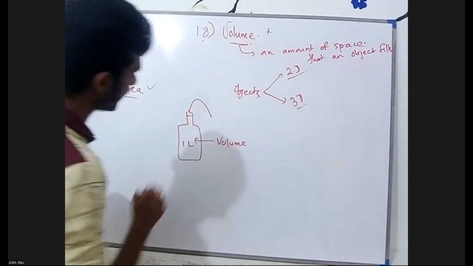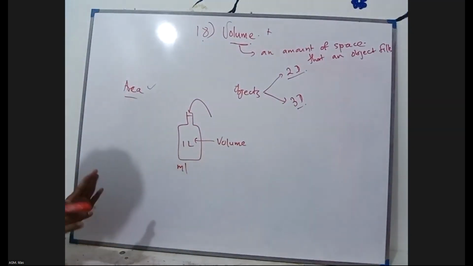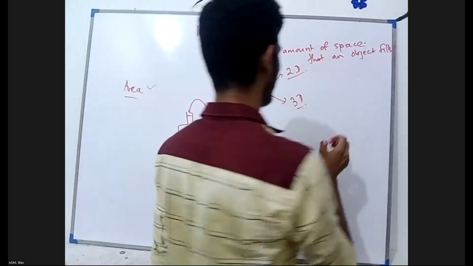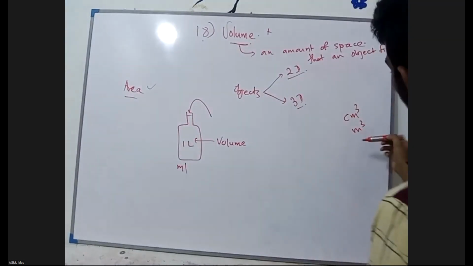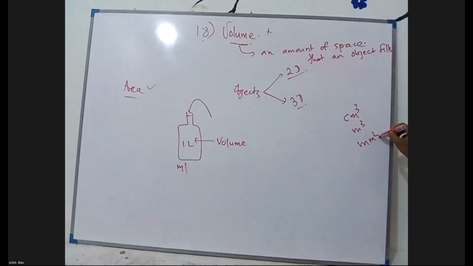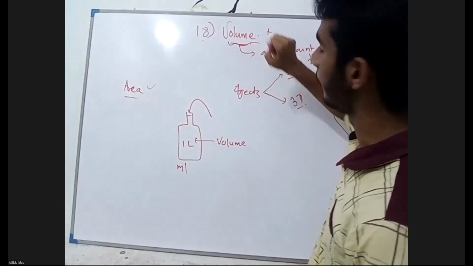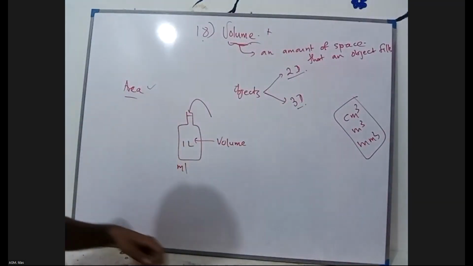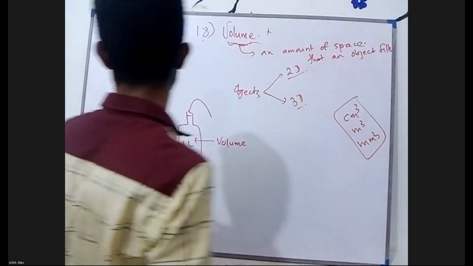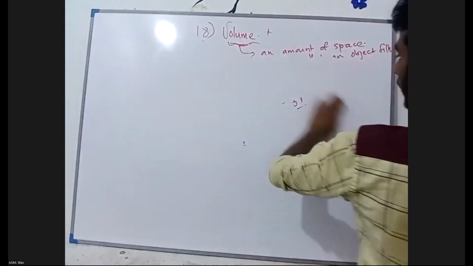So normally we use liter and milliliter for volume. However, we also give centimeter cube, meter cube, as well as millimeter cube. So these units also can be used for volume. So finding a volume, we start with mathematics, so we will deal with equations. We will give an equation for finding the volume.